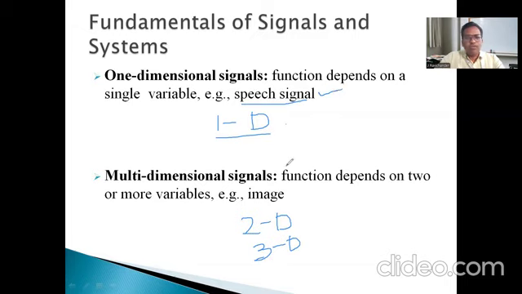Let us come to the multi-dimensional signal. Multi-dimensional means more than one independent variable. The function depends on two or more variables. Let us take an image or picture, an example of a multi-dimensional or two-dimensional signal. Next, 3D video. Nowadays, most of the movies are made in 3 dimensions, where we have three independent variables. This is called a 3-dimensional signal.